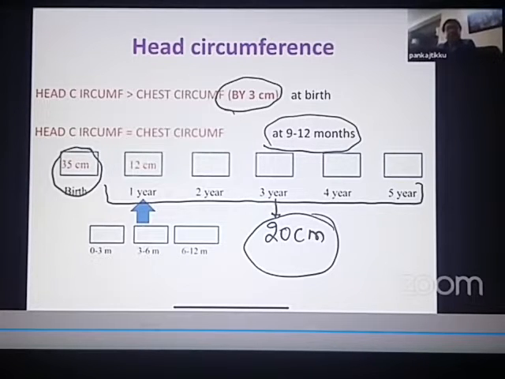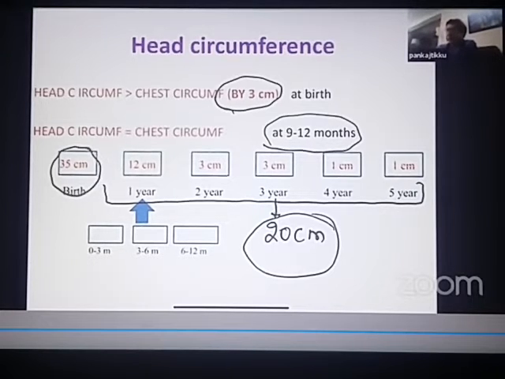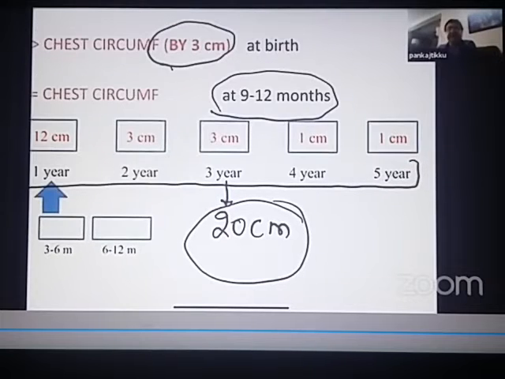In the first year, a 12 centimeter increase occurs. In the second year, a 3 centimeter increase occurs. In the third year, 3 centimeters increase. In the fourth year, 1 centimeter. And in the fifth year, 1 centimeter. So please see how the head circumference is increasing.